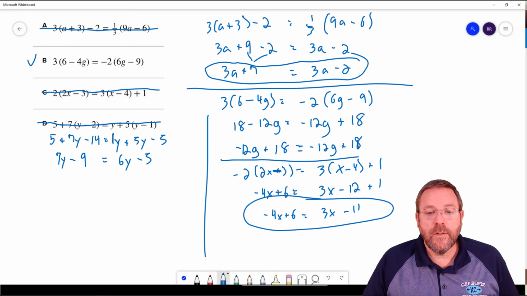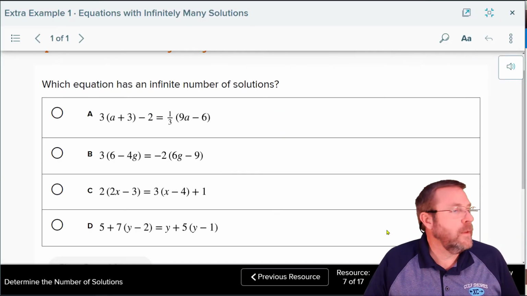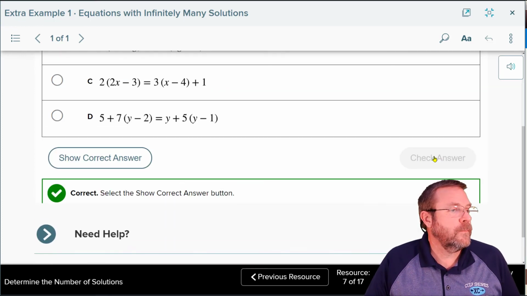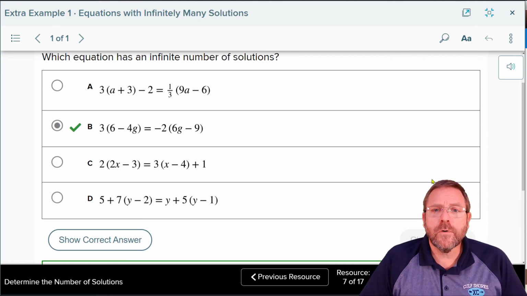So what are valid answers going to be for this one? Well, it's only going to be one thing. It's going to be answer B. Come down, check our answer, and the answer checks. Easy math, a lot of work, but easy math all the same.